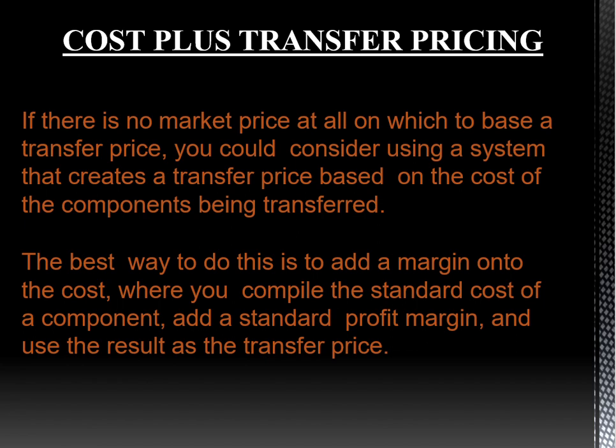So we can say that the cost plus transfer pricing method is used if there is no market price available at all on which to base a transfer price. The best way to do this is to add a margin onto the cost, where you compile the standard cost of a component, add a standard profit margin, and the result that we get is known as your transfer pricing. But there are certain limitations when we are using this cost plus transfer pricing.